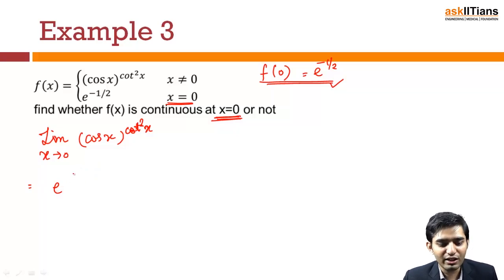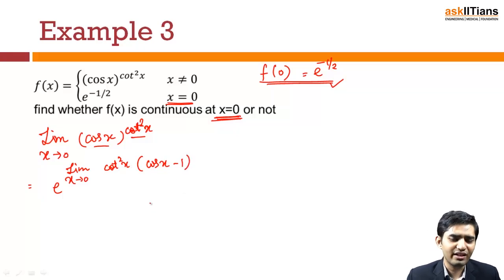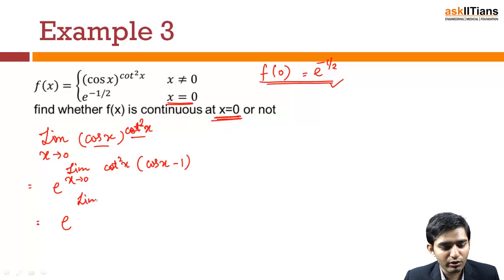So this goes like e to the power limit x tending to 0, if this function is f(x) power g(x), then we have g(x), which is cot square x, into cos x minus 1. This is the standard way of solving 1 to the power infinity form. You should revise a little bit about this from limits. So this will be e to the power limit, and how will I solve this? Cot square is nothing but 1 by tan square x, and this is cos x minus 1.